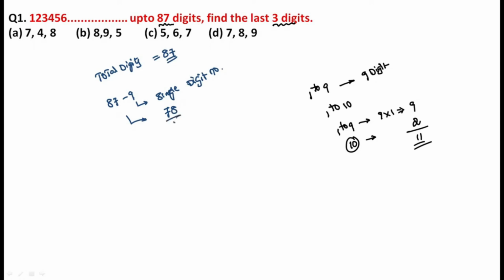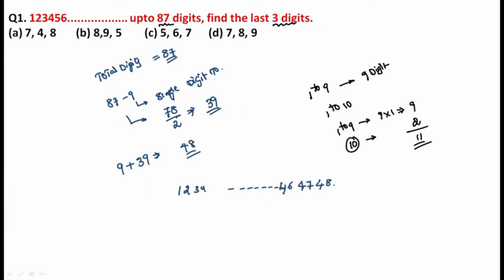A 2-digit number means the digits are counted in pairs, so divide by 2. We get 39 numbers. Guys, those are 39 numbers of 2-digit numbers, and initially there are 9 numbers as single digits. Now the total count is 9 plus 39, which is equal to 48. So the 87th digit is 8, the 86th digit is 4. The previous number is 47. The previous number is 46. In this way, you can take the numbers, guys.